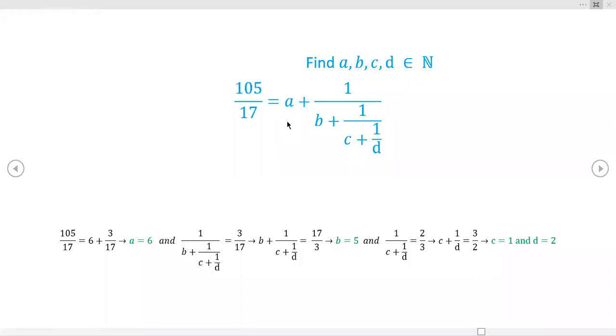We call this a complex fraction equation. And we're supposed to find natural number solutions A, B, C, and D. Y'all, in natural numbers, I do mean just the set, just the counting numbers.